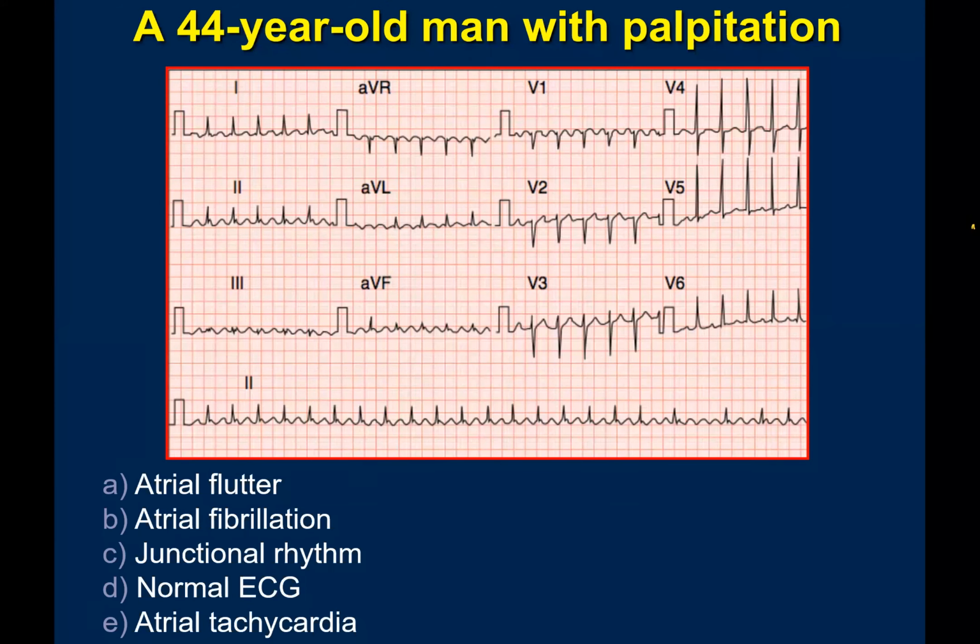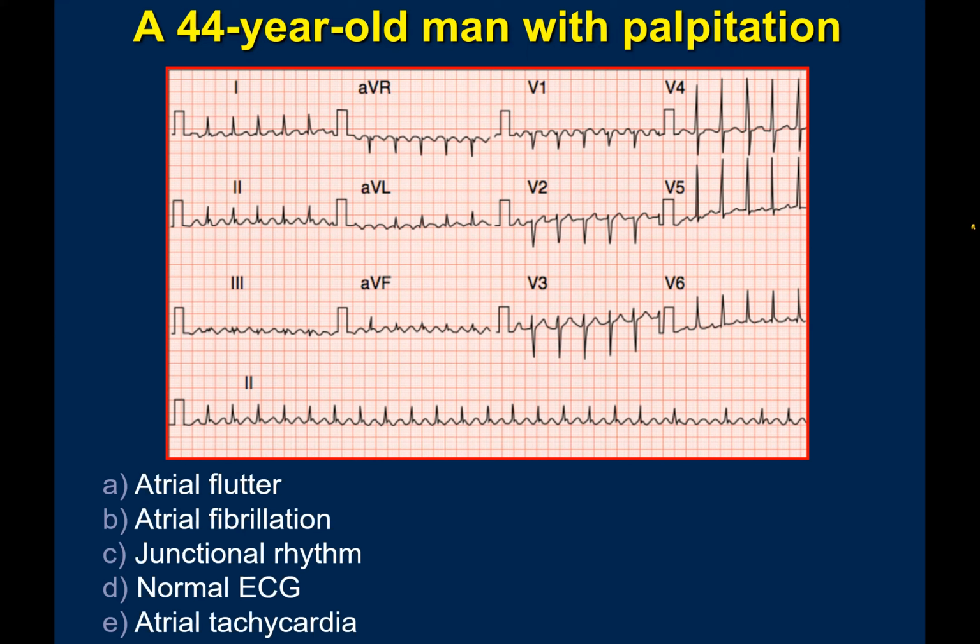Okay. A 44-year-old man with palpitations. Of course, we're here just for the ECG discussion, so we'll just concentrate on the findings in the ECG, not the clinical aspect of the disease. So a 44-year-old male with palpitations, what do you think the diagnosis is based on this ECG? Atrial flutter.